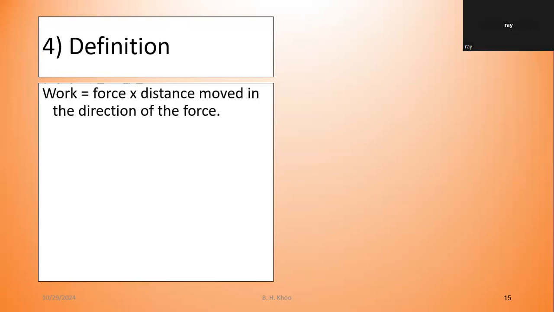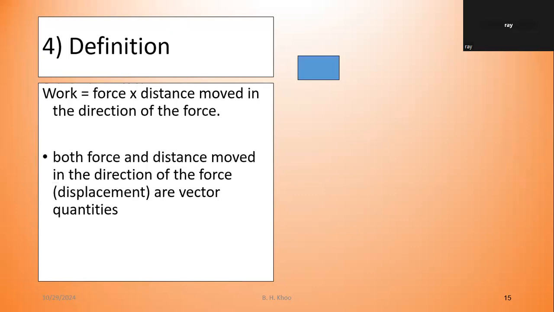Okay, we start with the definition. Work is force times distance moved in the direction of the force. Both force and distance moved in the direction of the force, or what we call displacement, are vector quantities. Right? The distance moved has a direction. We can show you the diagram. Distance moved and the force are in the same direction.